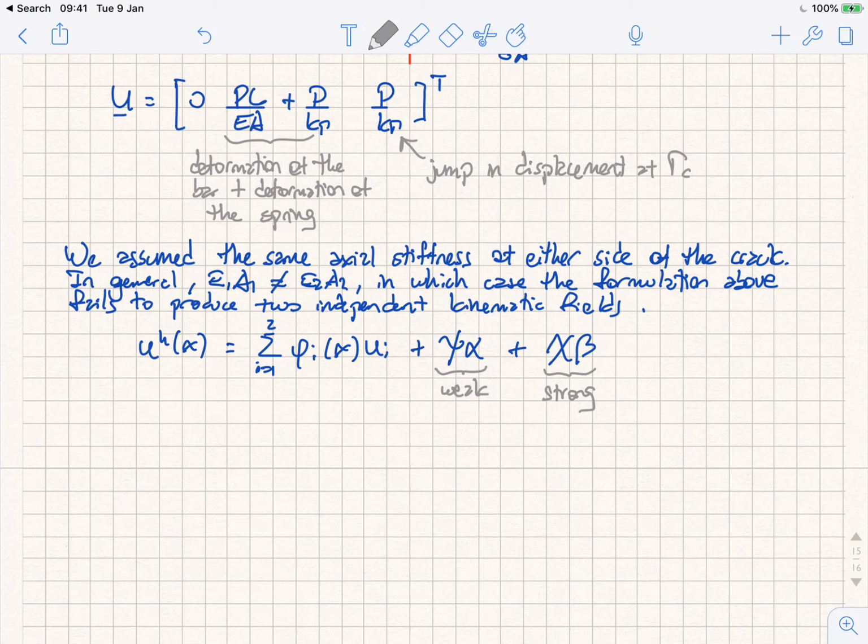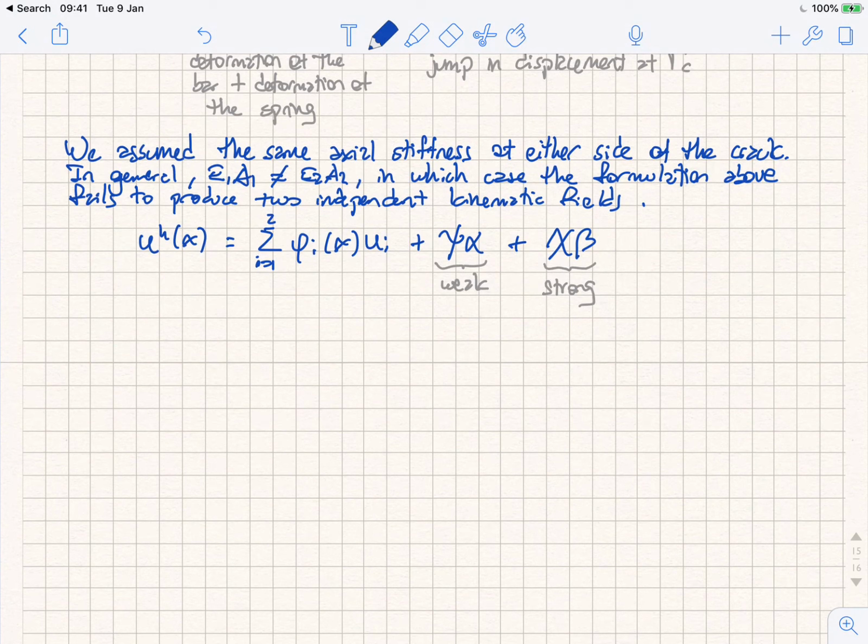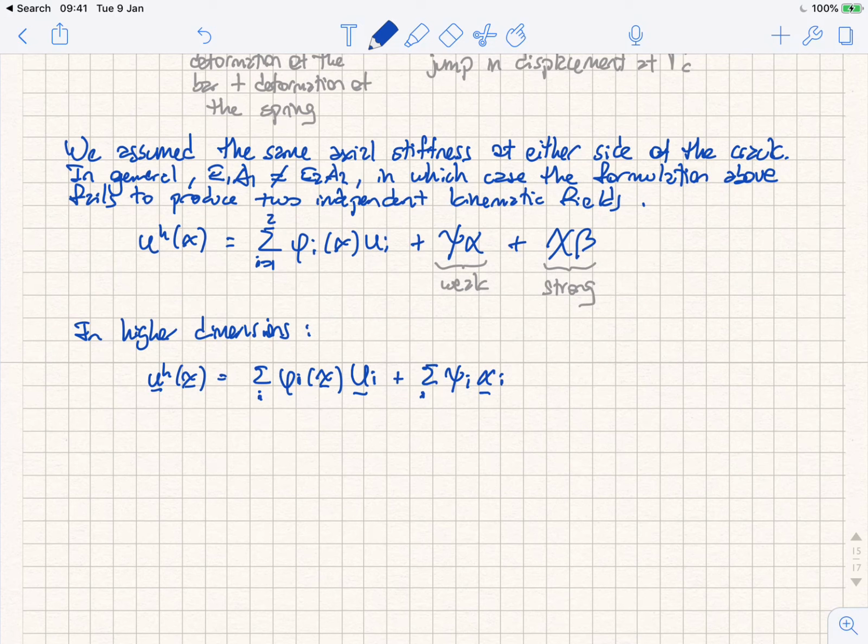If you extend this to 2 dimensions or to 3 dimensions, so let's put in higher dimensions, then we have u^h, which is now a vector, that is a function of a vector position: sum of phi of x multiplied by u_i, plus a sum here that is taking care of the weak discontinuities, and one last term that is taking care of the strong discontinuities, and these are also vectors. Okay, so that's it. This is basically a very simple explanation of what DE-FEM is.